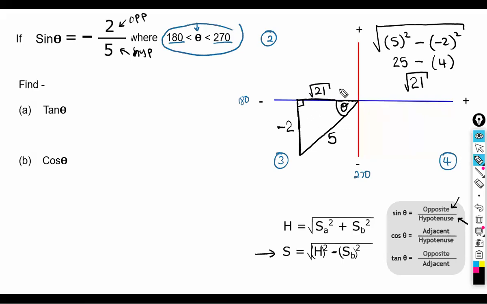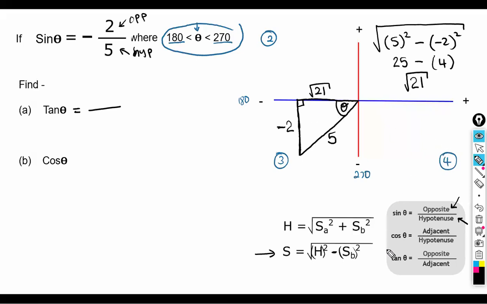How many people had the 21 but just didn't know what to do because you're so accustomed to using a calculator? You didn't know that you have to leave it as the square root of 21. So remember, you don't have a calculator, so you have to leave it in surd form. So let's finish out the question now. We have all three sides of the triangle. The examiner asks us to find tan theta. Tan theta is what?